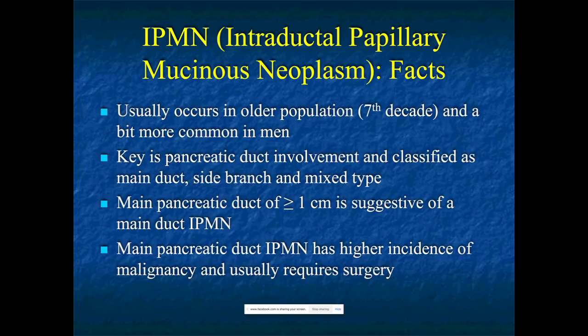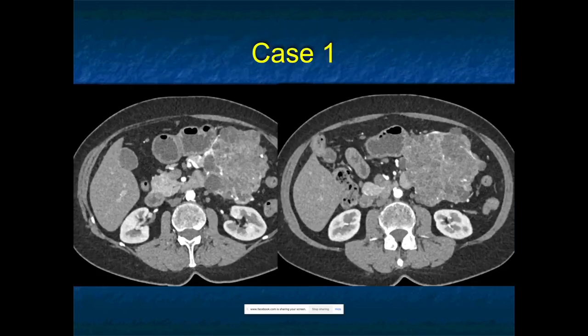You can have side branch IPMNs, which attach to the pancreatic duct. Those are usually the ones we don't worry too much about. You can have a main duct type where the main duct is dilated more than 8 millimeters, with a high association with malignancy. You can have a mixed type, which has side branch and main duct types. Here I say over 1 centimeter is suggestive of malignancy, but now we tend to use 8 millimeters. Something to think about.